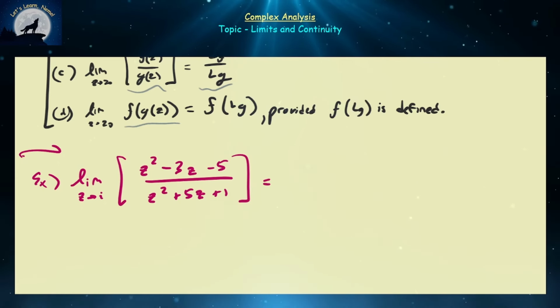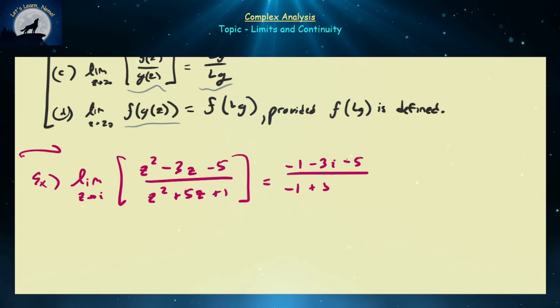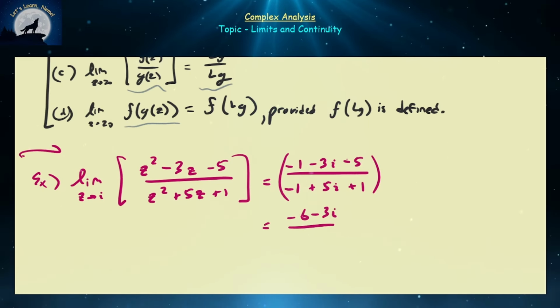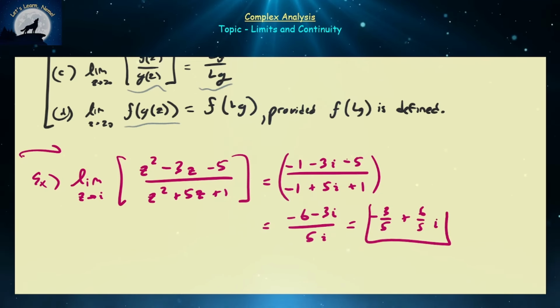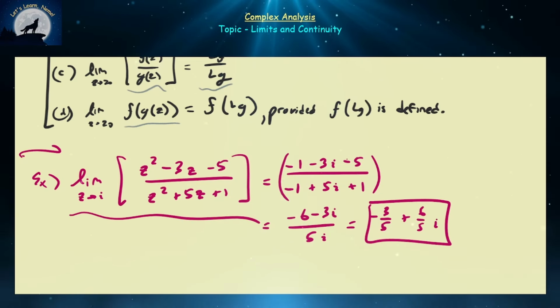This is going to be equal to i squared, so that's going to be minus 1, minus 3i minus 5. All right, so that's not 0, so we're clear on that. And on the bottom, we're going to have minus 1 plus 5i plus 1, and that's not equal to 0, which is also great. So on the top, we're going to have minus 6 minus 3i all over 5i, and then we can simplify or write that in standard form as minus 3/5 plus 6/5 i as the limit of this rational function in the realm of C.